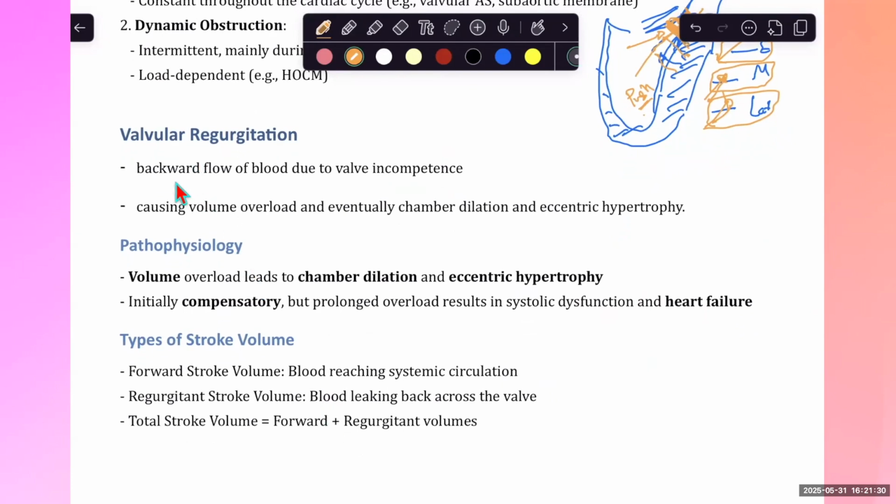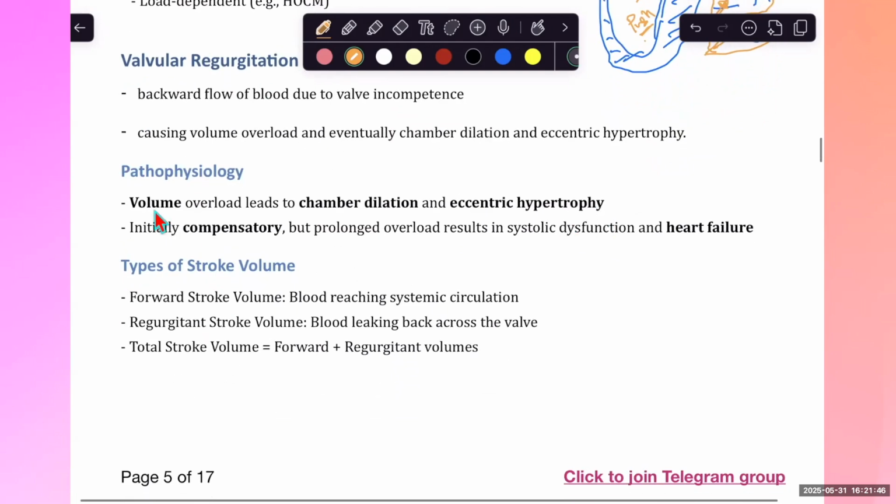What about valvular regurgitation? It's a backward flow of blood due to valve incompetence, causing volume overload and eventually chamber dilatation and eccentric hypertrophy. We will explain every word now. Pathophysiology. Now, let's see, if this is the heart, let's take the mitral, for example.